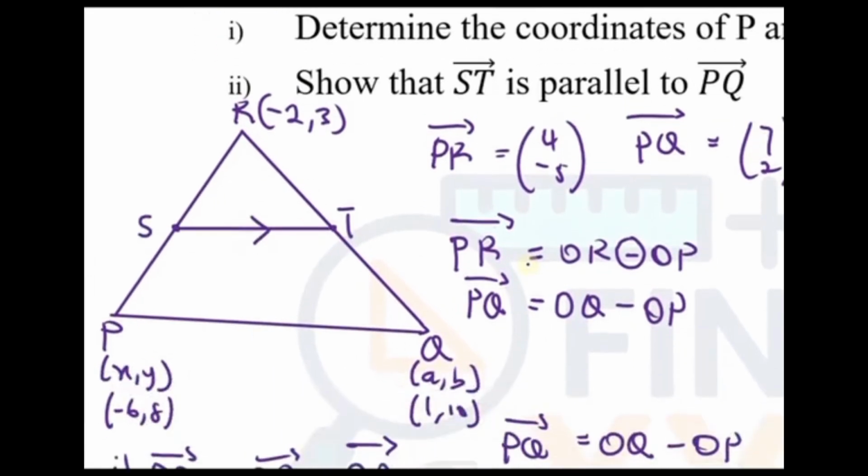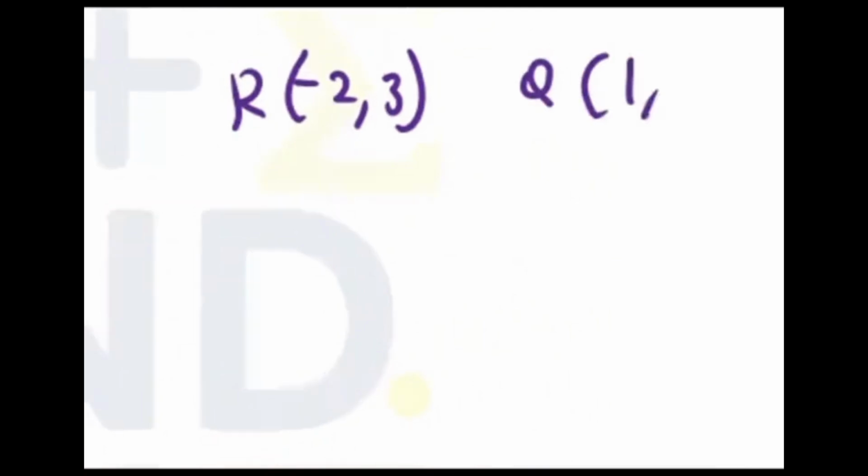So ST and then P to Q, because we have been asked to show that vector ST is parallel to vector PQ. How do we show this? Before we can show that, we need to find point T and then point X. Then we'll use point T and X to find vector ST. So let's begin. So we know point R to be negative 2, 3, and point Q to be 1, 10.